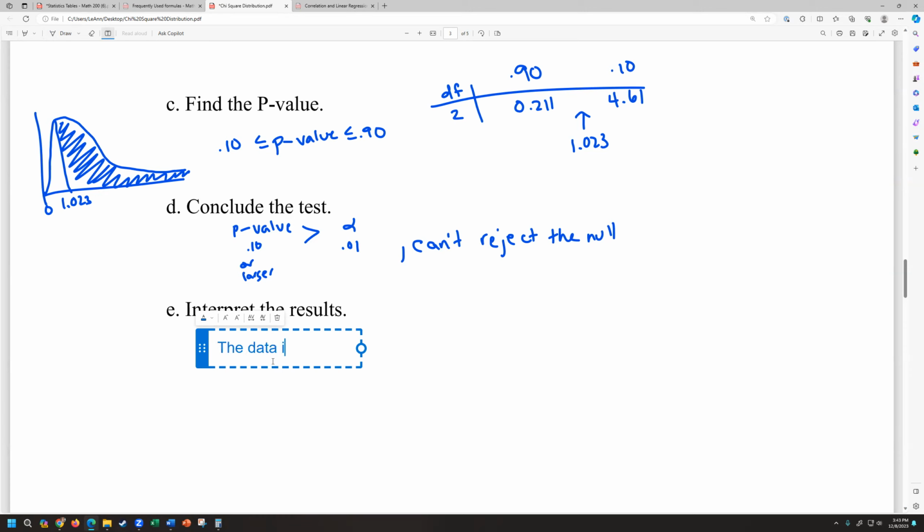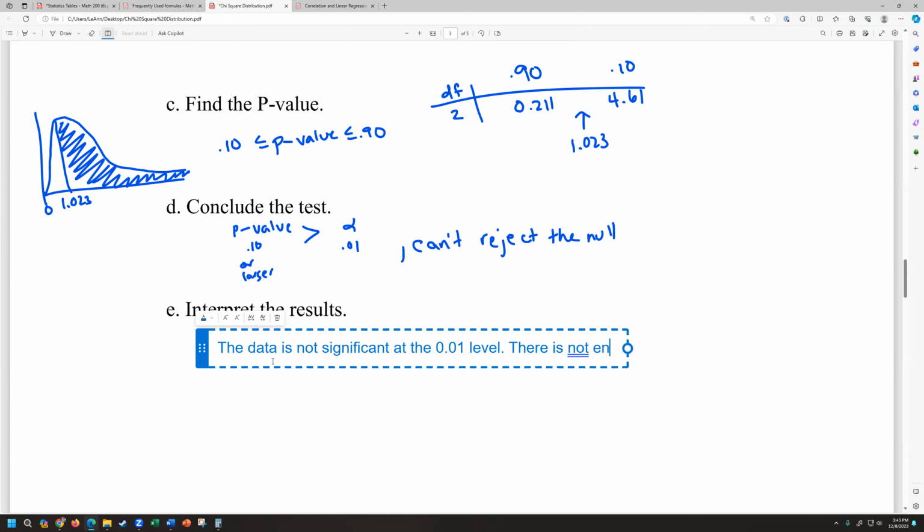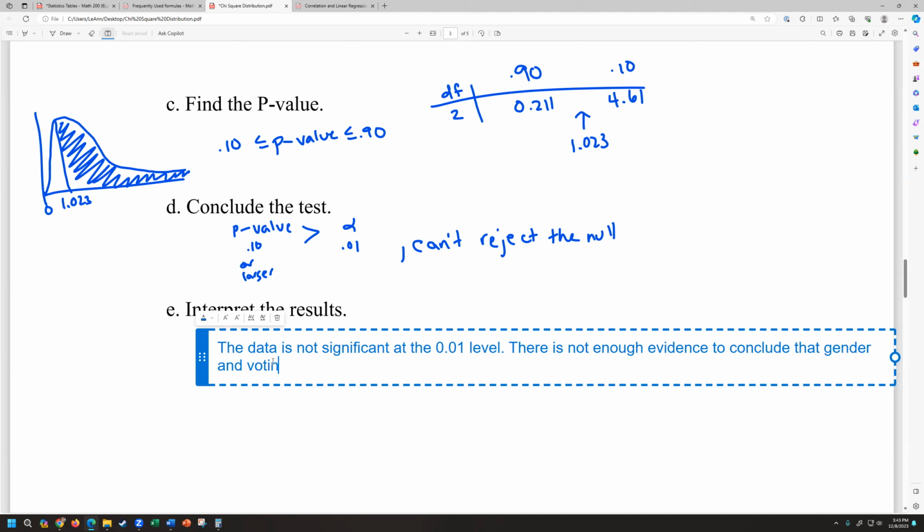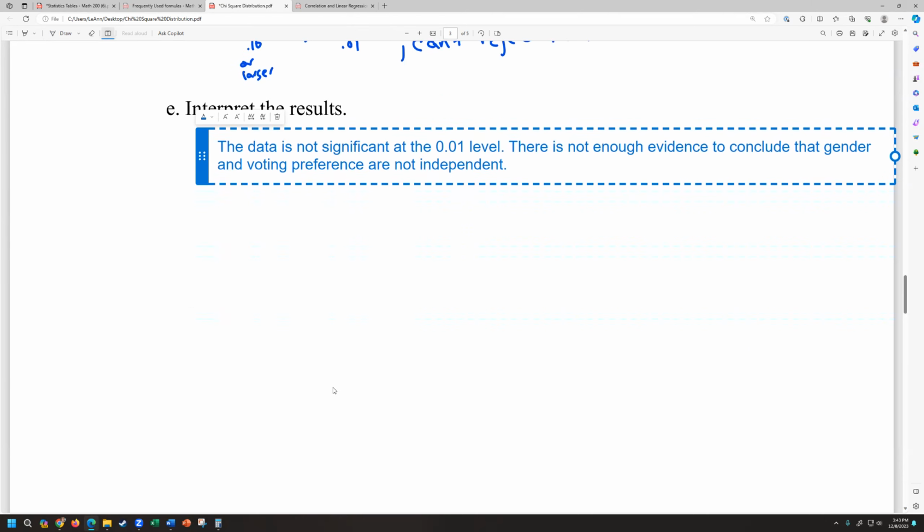So the data is not significant at the 0.01 level. There is not enough evidence to conclude that gender and voting preference are not independent, which means we're saying we can't prove that they're dependent of each other. We would assume the null, which stated that they are independent variables.